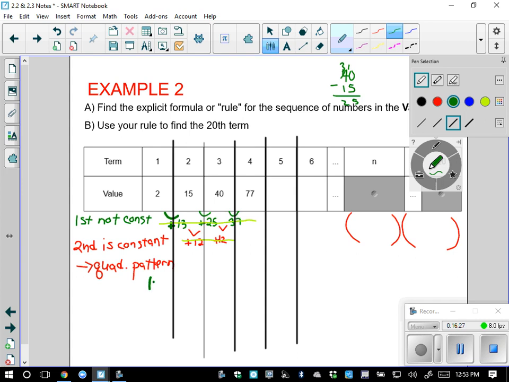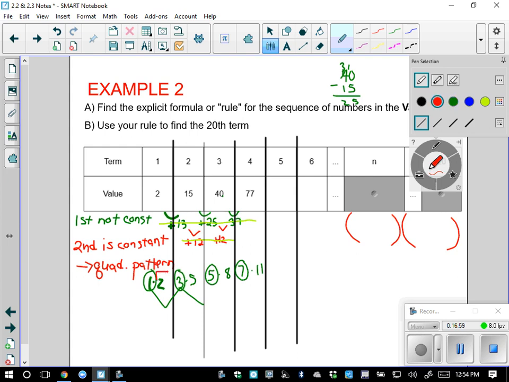So to get 2, I can do 1 times 2. Not a lot of choices there. So maybe 3 times 5. So if I went from 1 to 3, is it possible that I could do 5 times something to get 40? And I can do 5 times 8. So 1, 3, 5, 7. And then 7 times 11 gives me 77. So I've established a multiplying pattern.